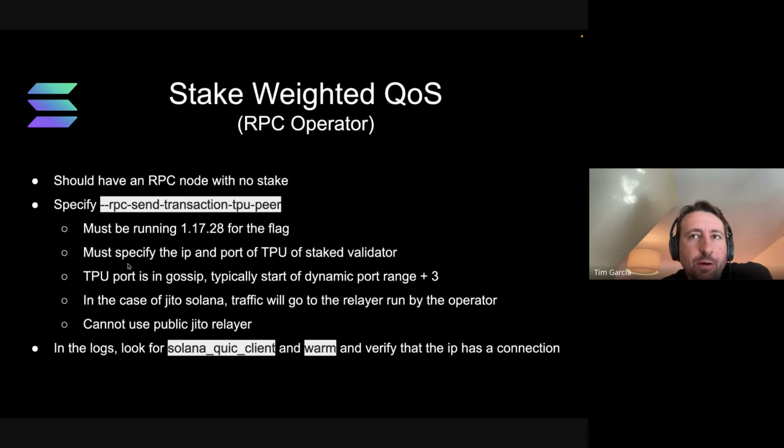A couple things you could do to help verify that this setup is correct. There's not a lot, honestly, unfortunately. From the stake node side, you can't really verify that anything is working properly other than maybe trying to inspect what transactions are getting through. From the RPC side, you can look through the logs and look for Solana QUIC client and then grep for warm and look for the IP address that you're trying to connect to in order to warm up the connection. That's unfortunately the most that you can do right now to really verify that the connection is happening properly with stake-weighted QoS. But if there's other things that people come up with, please let me know. That's all I'm aware of right now.